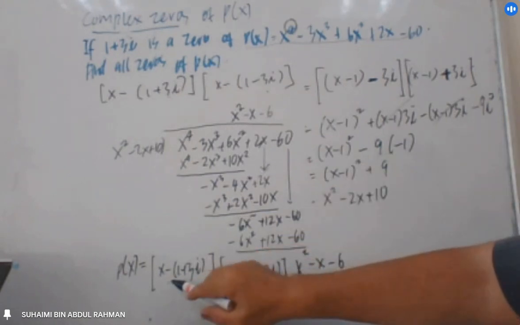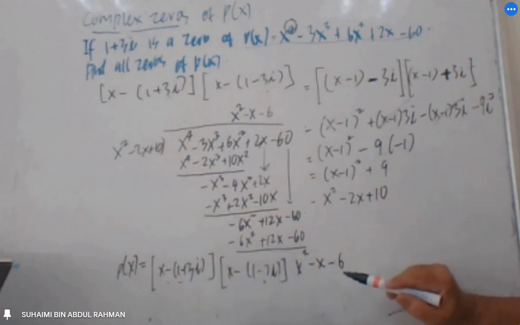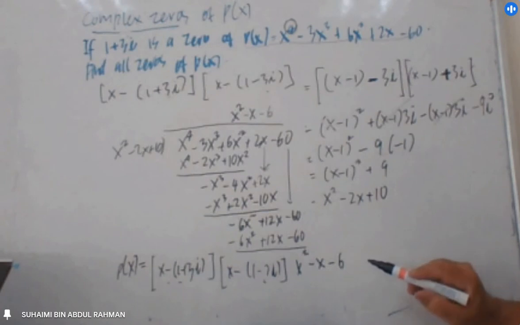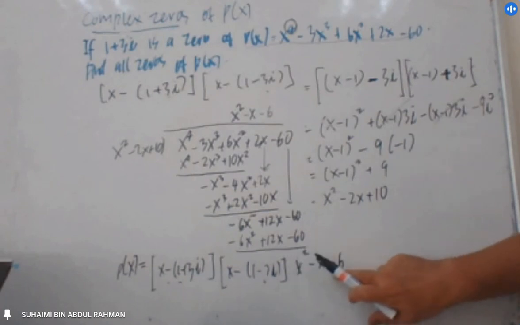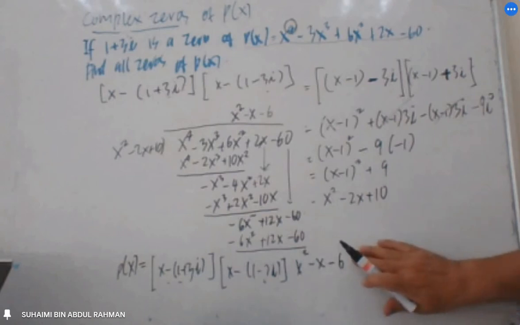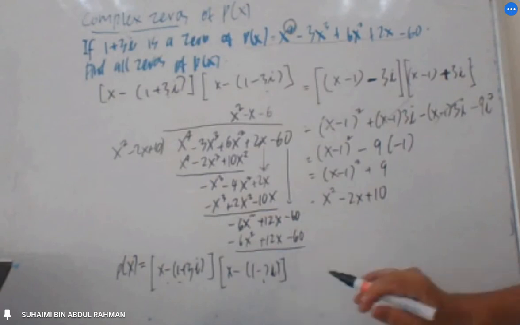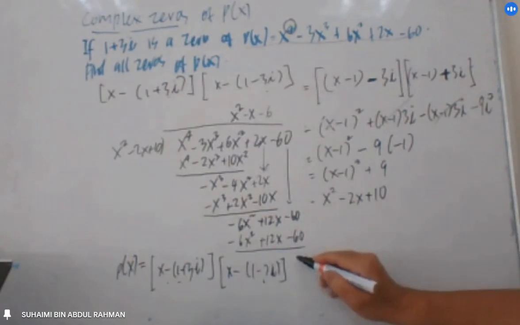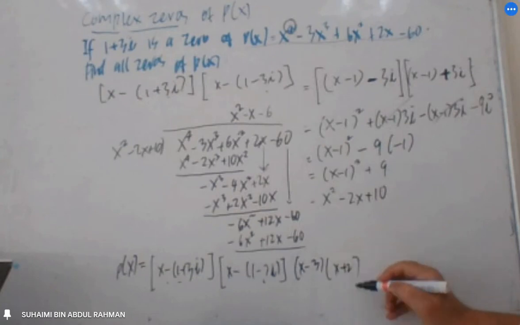Because this is representative of the x, this is representative of q(x), and our x is 0. So when we factorize x squared minus x minus 6, what we get is (x minus 3)(x plus 2). Therefore, we have 4 zeros.